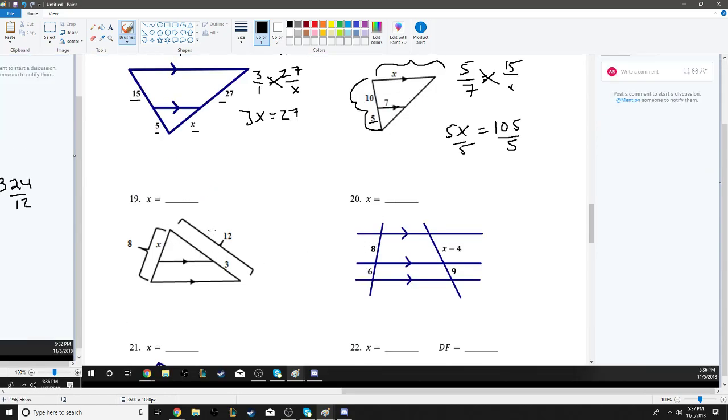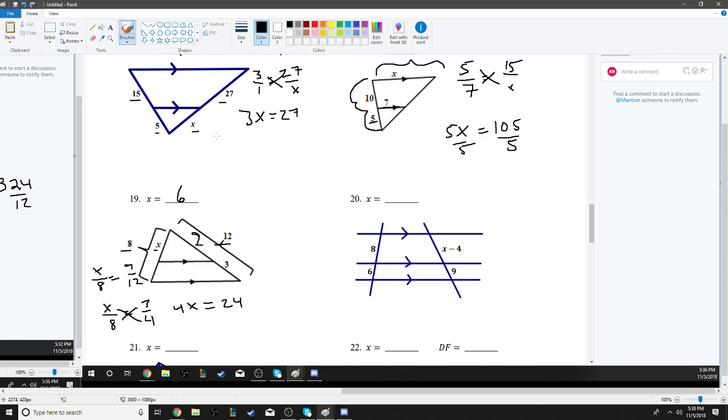For 19, so if this is 12 and that's 3, this would be 9. So we could do short over long equals short over long. X over 8 is equal to 9 over 12, which actually reduces to 3/4. Cross multiply, 4x is equal to 24, or x is equal to 6.